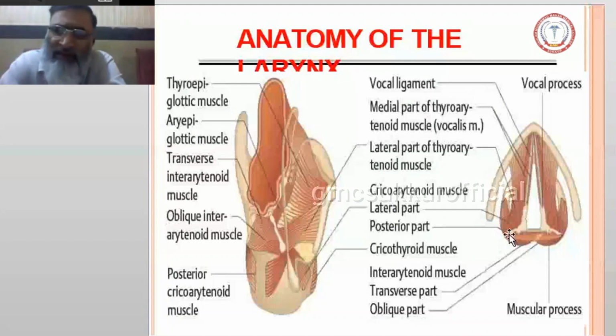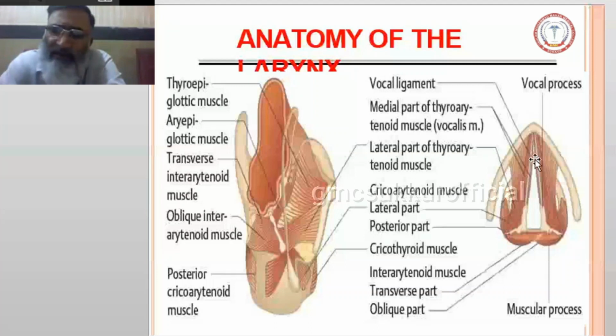Anterior two-third is the vocal ligament, and posterior one-third is the vocal process of the arytenoid cartilage, and these both form the vocal cord, which is very important because in laryngitis there is hoarseness of the voice, and hoarseness of voice is usually due to the involvement of these vocal ligaments, which is part of the vocal cord. So anterior two-third of the vocal cord is vocal ligament, posterior one-third is the arytenoid cartilage, which is a paired cartilage, meaning you have two arytenoid cartilages.